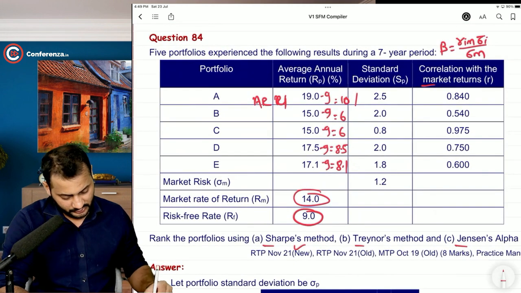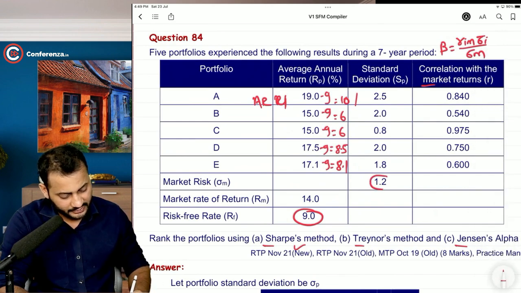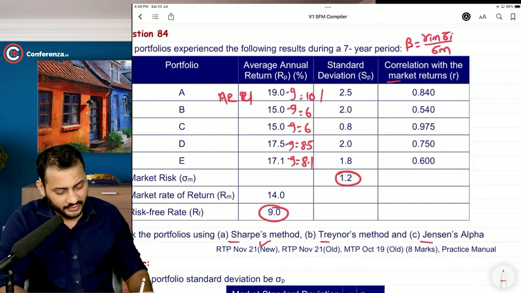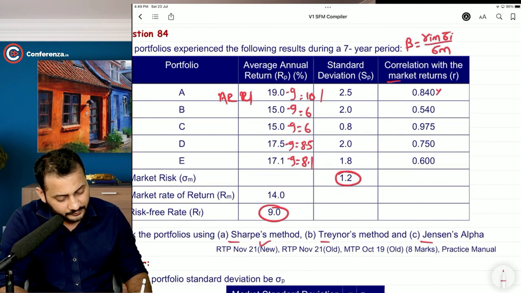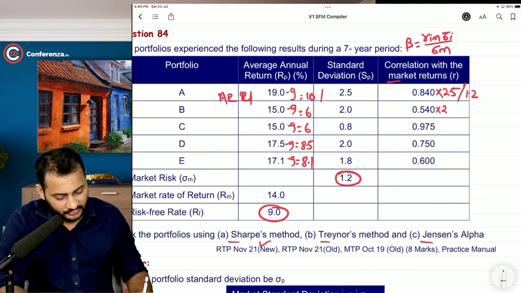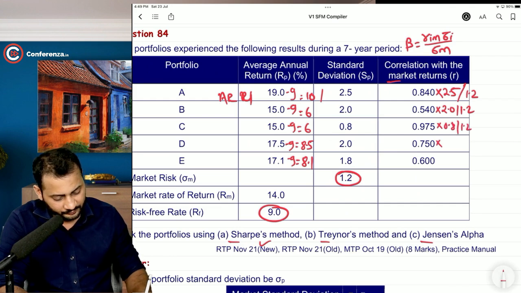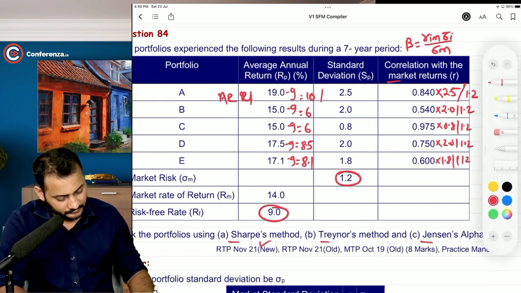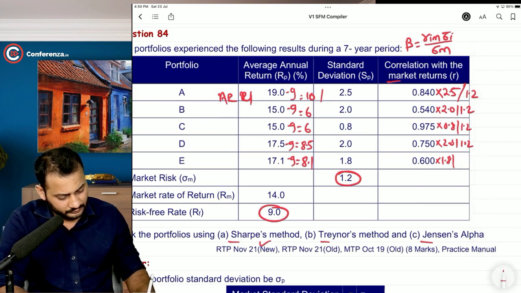No, not 14%, that's return. The standard deviation is 1.2. So how are we going to calculate? Sir, very simple. 0.840 into 2.5, standard deviation of the stock, divided by 1.2, standard deviation of the market. Then 0.540 into 2 divided by 1.2, 0.8 divided by 1.2, 1.8 divided by 1.2, and you will have your betas ready.